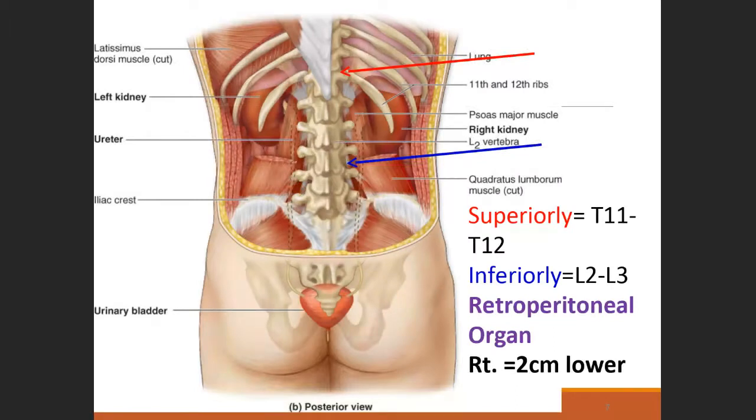When we look at the kidneys, they will span anywhere from T11 to the L3 vertebral levels, with the right kidney being slightly lower. Remember, we have the liver taking up an awful lot of space in that right upper quadrant. So the right kidney hangs just a little lower than the left one.